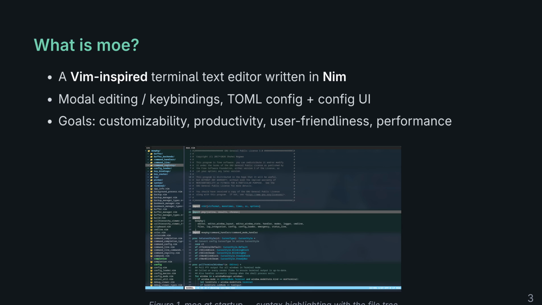So, what is Moe? It's a Vim-inspired terminal text editor written in Nim, but it's not a Vim clone. If you know Vim, you feel at home. You get modal editing and Vim-style key bindings. You configure it with a TOML configuration file, and if you'd rather not hand edit a file, there is a config UI. The goals I keep coming back to are customizability, flexibility, user friendliness, and performance.